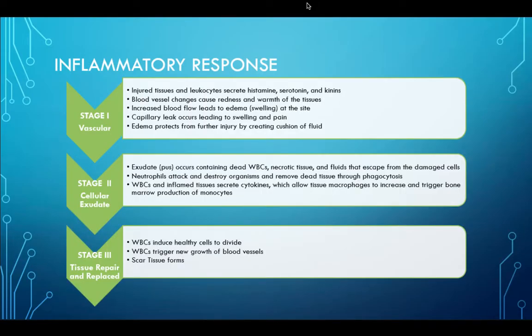Now, this is included in your PowerPoint. I'm not going to go into too much detail, but make sure you understand the inflammatory process.